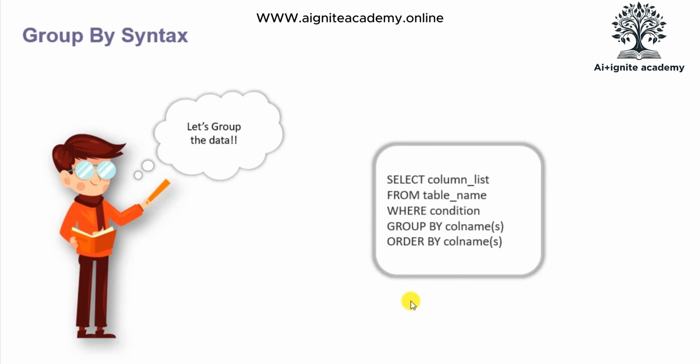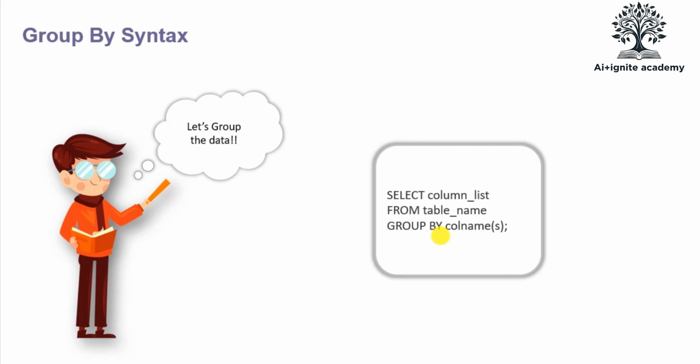Now let's have a look at the syntax. So here you'd have to be careful of the sequence. The group by clause follows the where clause and precedes the order by clause. So if you mix up the sequence, then you may not get the right result. And if you're not using the where clause and the order by clause, you can directly follow up the group by statement after the table name.